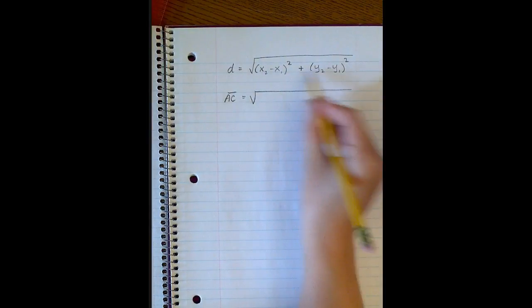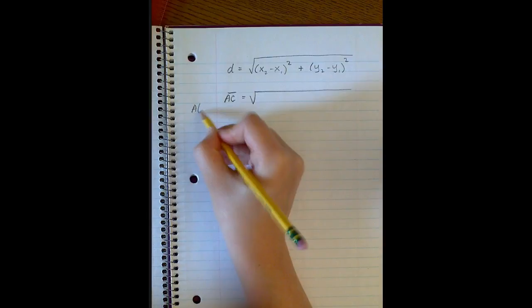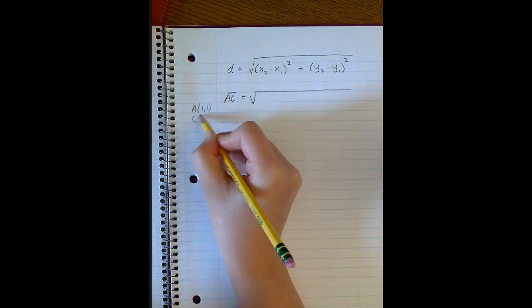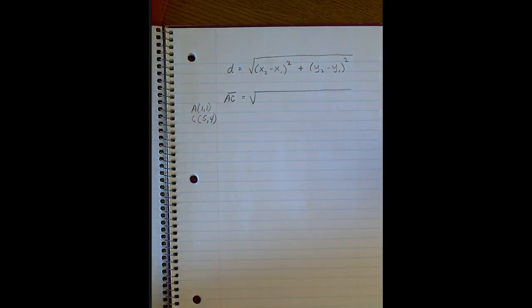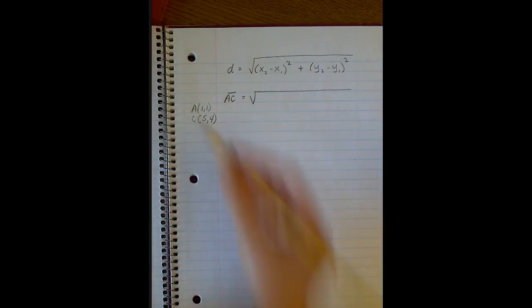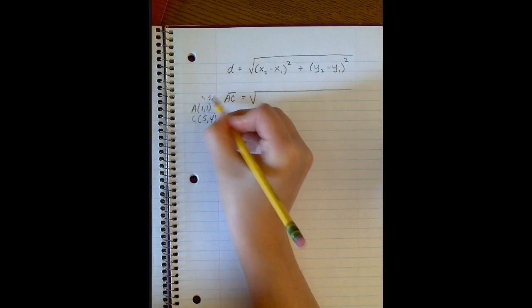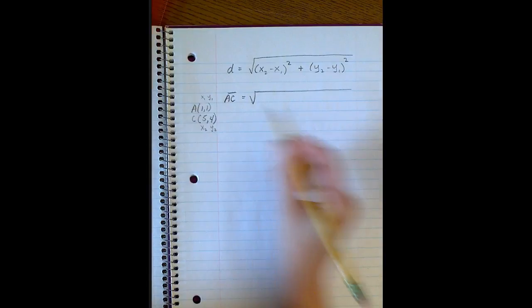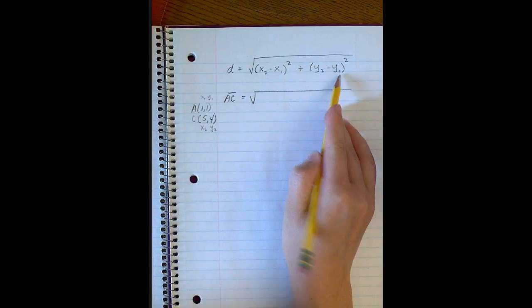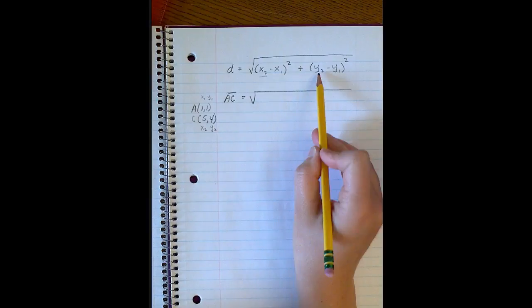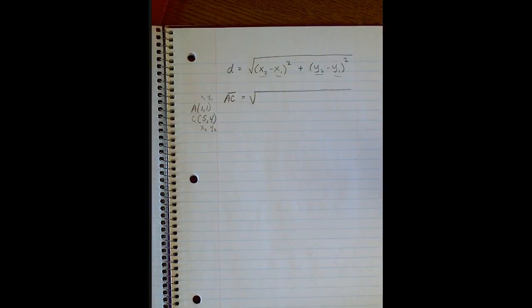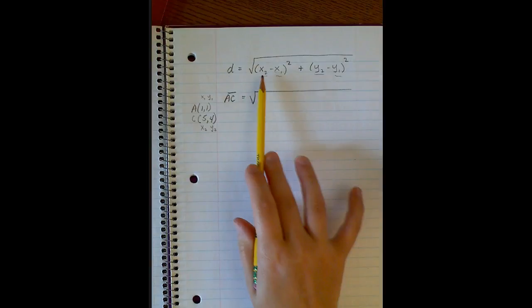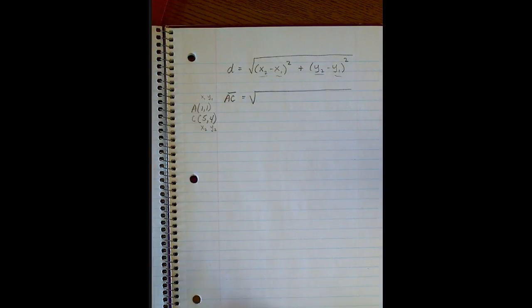So we need to know the 2 points. We need to know point A was 1, 1, and point C, which was 5, 4. Okay, so you can label if you would like to x1, y1, x2, y2, because these represent our coordinates. And notice how x2 and y2 are first, and then x1 and y1 are second. It doesn't matter which one you label number 1, number 2, as long as you are consistent when you plug them in.